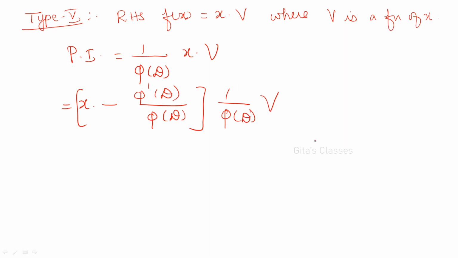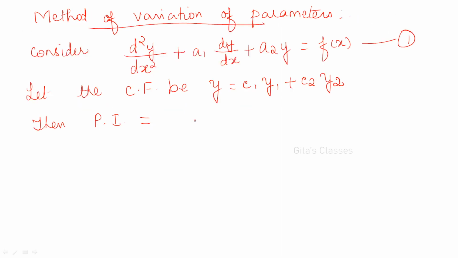Okay, depending on capital V, we will apply the formula. So x minus of phi dash of d by phi of d, you have to remember, into 1 by phi of d of, instead of x, we are going to take it outside as x minus of phi dash of d by phi of d. Okay. Next is method of variation of parameters.